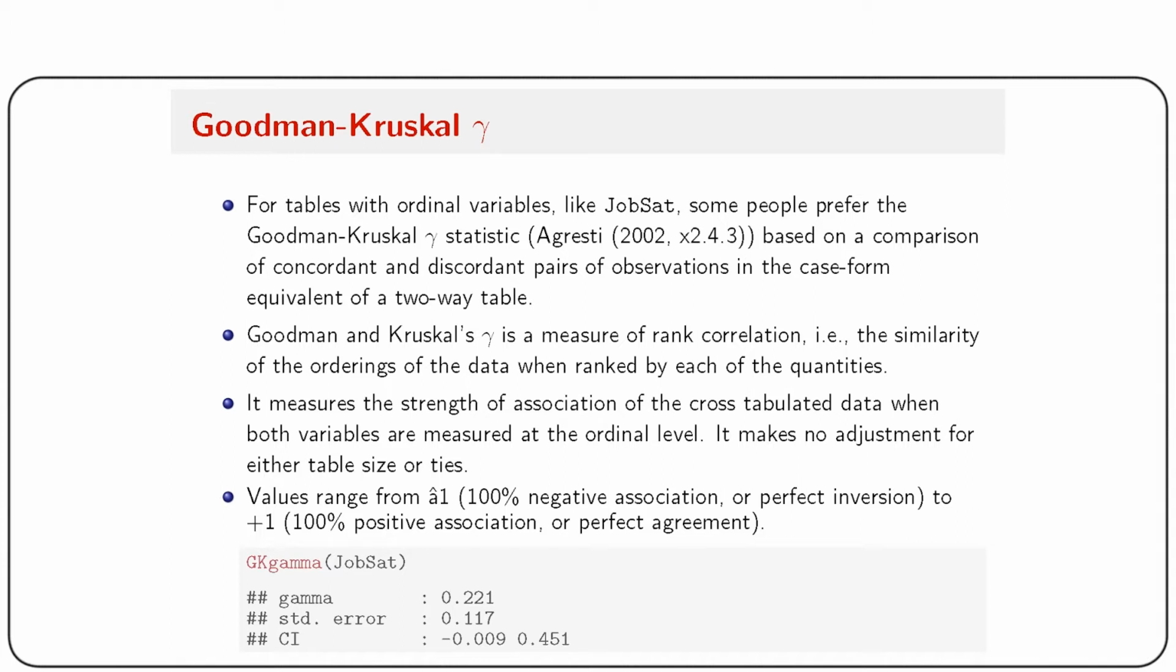For -1 it is perfect disagreement, for +1 perfect agreement. Job set is one of the datasets with ordinal factors available, where the table was created by two ordinal factors. So that can be passed through the GKgamma function. It will give you the gamma value, which is 0.221, a positive association but not very strong, and the confidence interval is also given, that is -0.9 to 0.451. This is not at all significant.